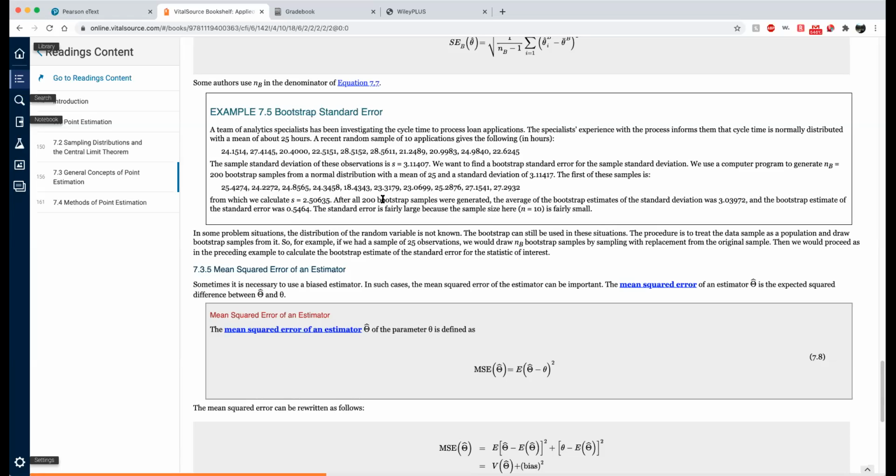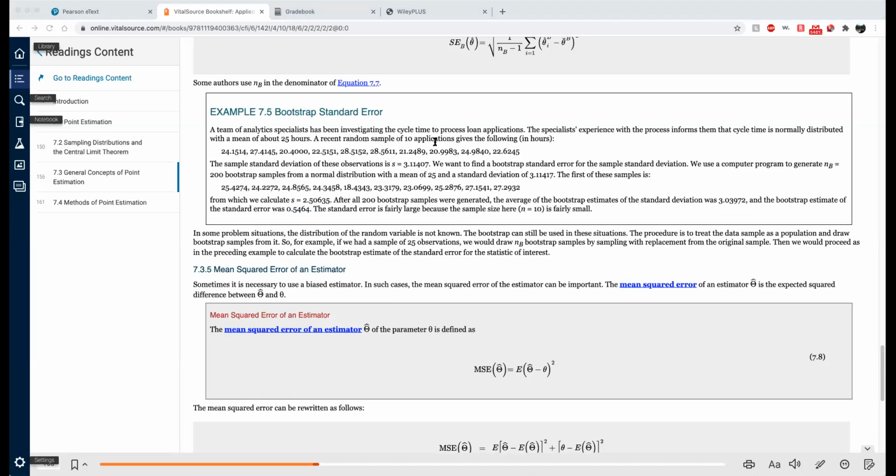So after all 200 bootstrap samples were generated, the average of the bootstrap estimate of the standard deviation was 3.03972. So that's the sample mean of the bootstrap estimate. And then the bootstrap estimate of the standard error is this. We know how to calculate this, right? So that's the what? This is the square root of 1 over MB minus 1 times the sum of the bootstrap estimate minus the bootstrap sample mean, squared. Is it? Okay.